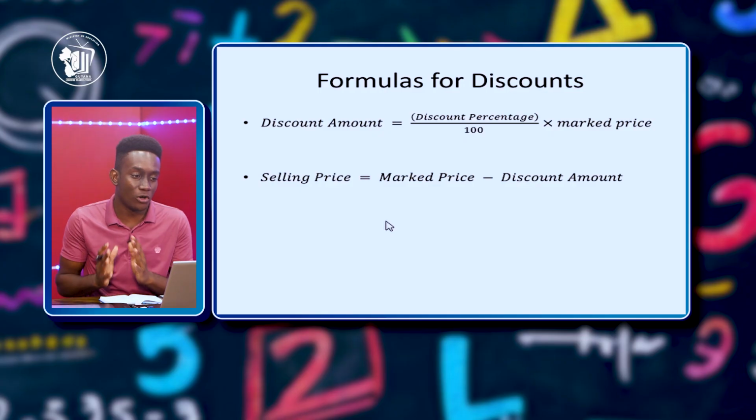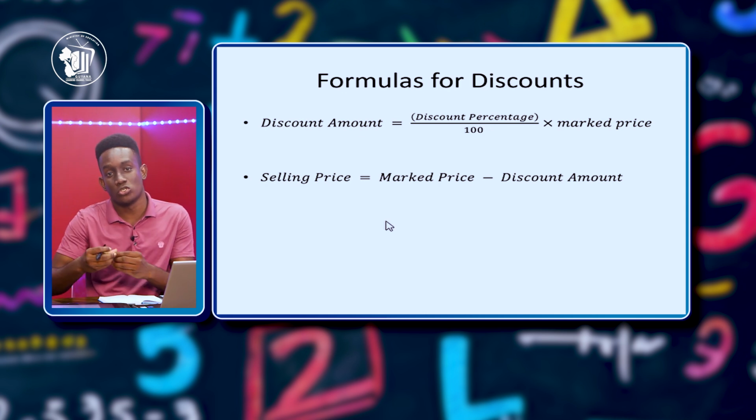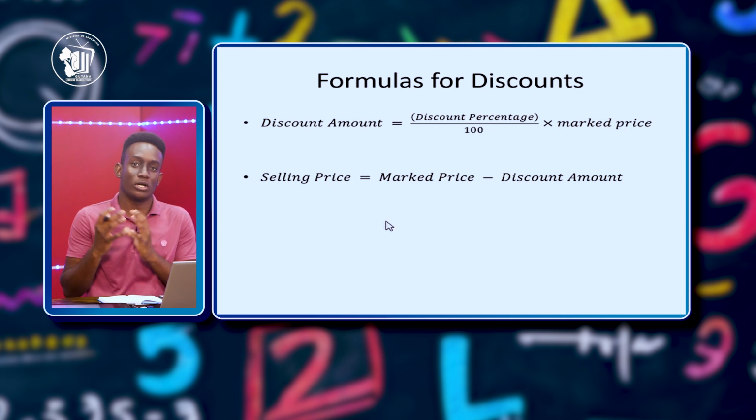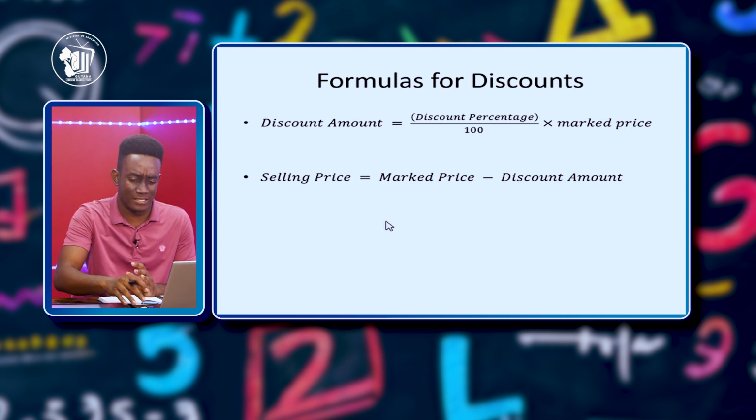So let's look at some formulas that we use for discount. Now the discount amount would be the discount percentage over 100, because percentage is always out of 100, multiplied by the marked price. That would be the discount amount. And then the selling price would be the marked price subtract the discount amount. So after you find the discount, you subtract it from the marked price, and that will give you the selling price. So to put all of this into practice, let's look at some few examples and exercises.